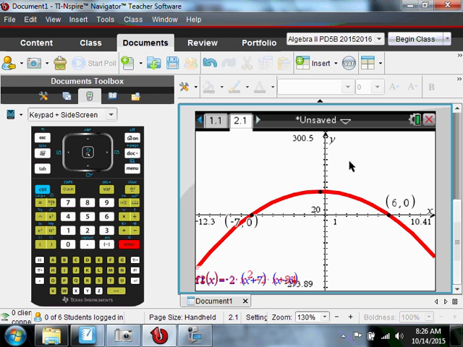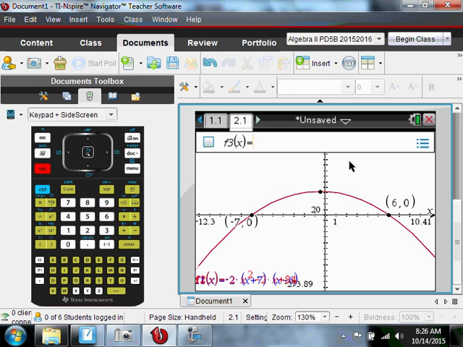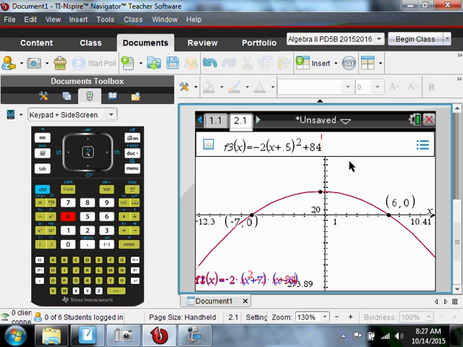I'm going to add a third function. The third function I'm going to add is going to be negative 2 times the quantity of x. Now, what was the x coordinate of our vertex? It was negative a half, right? So what am I going to put in the parentheses? Not negative a half. Plus a half. Good. Plus a half. I got to put the squared. And then plus 84 and a half, right?